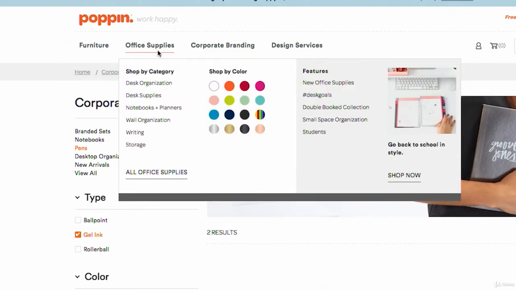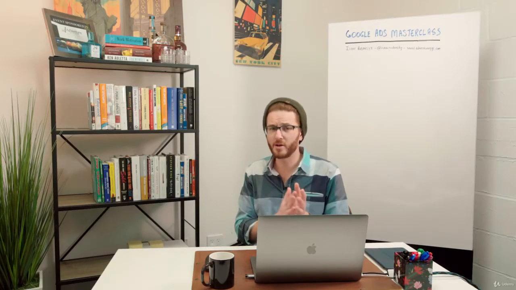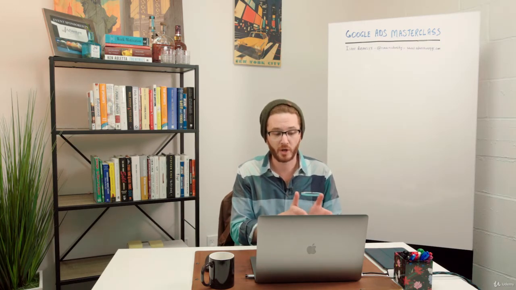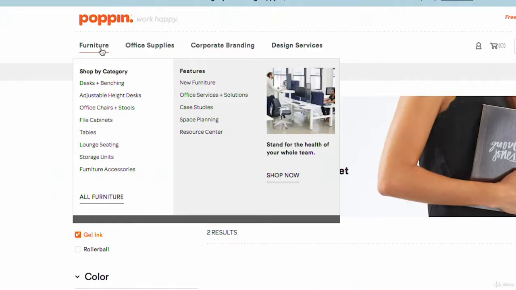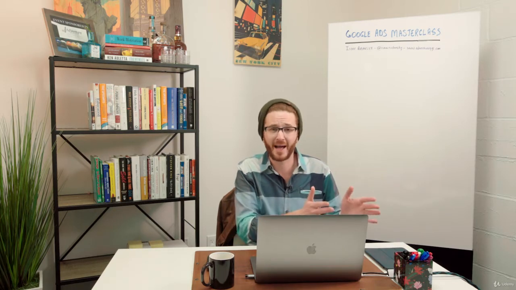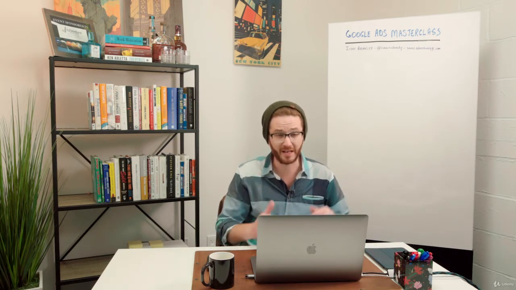So you see over here, and we don't need to go through every single example, but using the way your information is structured and the architecture of your website as a way to inform your campaigns is a really, really good idea. Now, for example, let's say Poppin only sells file cabinets on the West Coast for whatever reason. Then you'd have to have a separate campaign for file cabinets because you'd only want to show ads on the West Coast. This is in the United States.